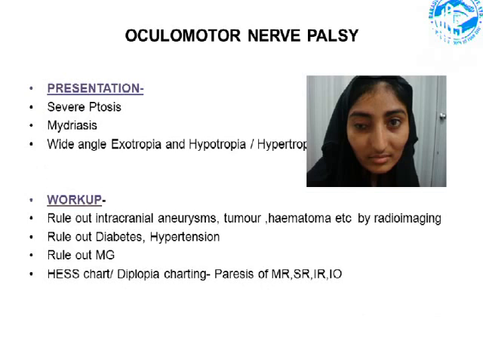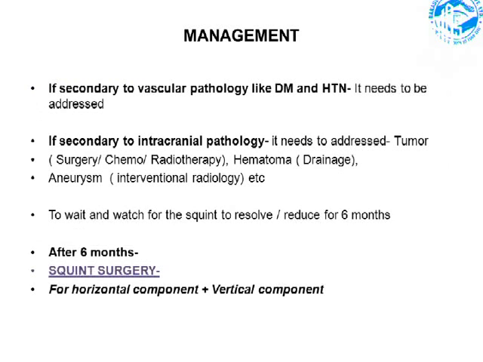In case of ocular metastasis, also ptosis and squint is commonly noticed. Metastasis or wide-angle exotropia combined with hypertropia is commonly noticed. And we will do a detailed workup with such conditions. Management depends upon a proper thorough checkup and workup. So if it is secondary to vascular pathology like diabetes or hypertension, it needs to be addressed first. If it is secondary to intracranial pathologies, the main pathology needs to be addressed first, depending upon if it is a tumor, whether it is a hematoma or an aneurysm respectively.